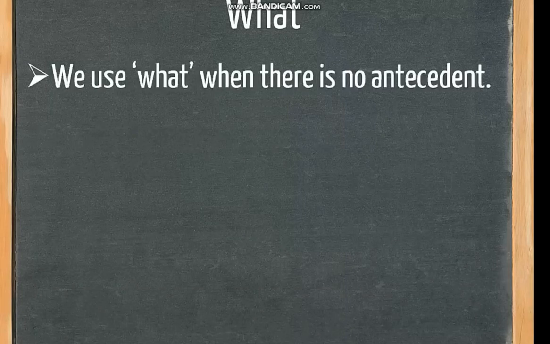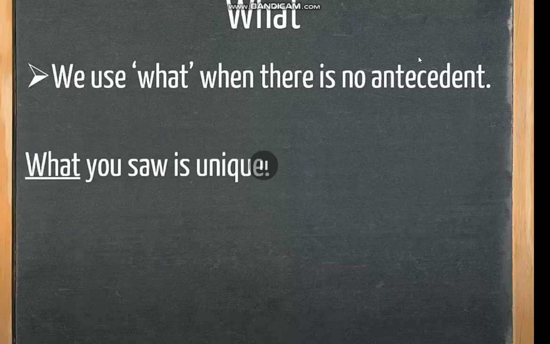The final relative pronoun is what. We use what when there is no antecedent. Yes, we use what when there is no antecedent. Like, what you saw is unique. So here we don't have any antecedent, so here what is being used.